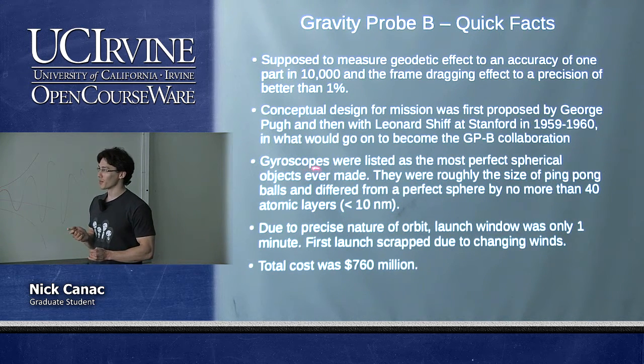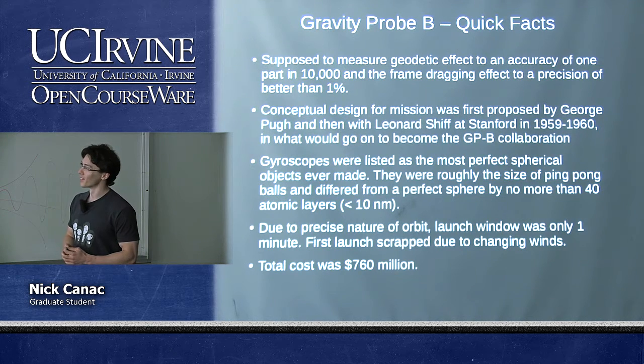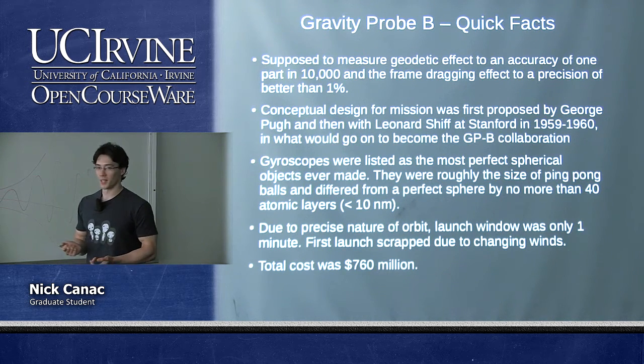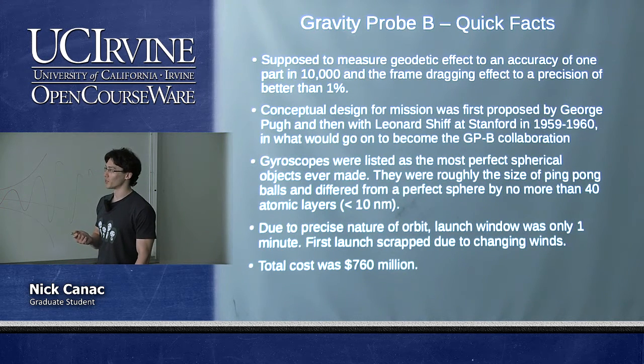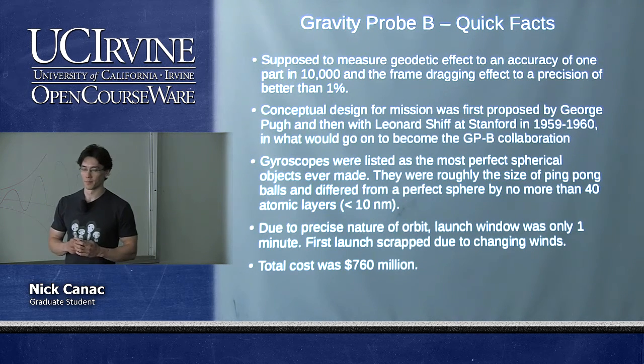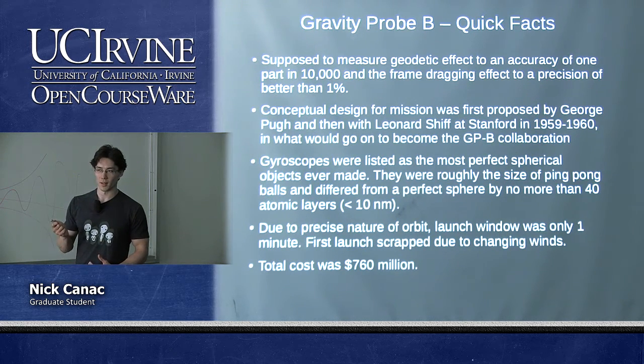The gyroscopes were actually listed in the Guinness Book of World Records for being the most perfectly spherical objects ever created. The reason they needed to be so spherical was that they wanted to minimize any potential Newtonian torques that would overwhelm the relativistic effects. They're about the size of ping pong balls, and they differed by no more than 40 atomic layers, which is less than 10 nanometers. To give you a sense of how spherical these things were, if you blew them up to the size of the Earth, the tallest mountain or the lowest valley would be about 8 feet.